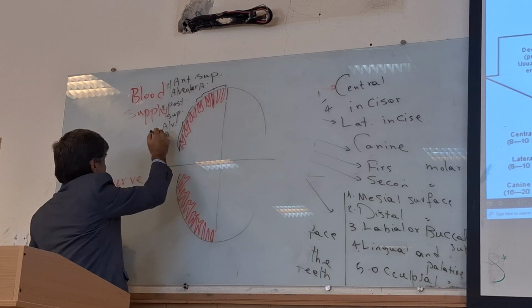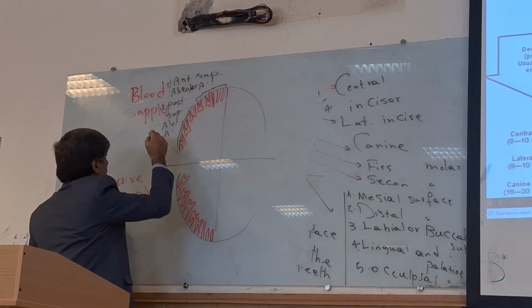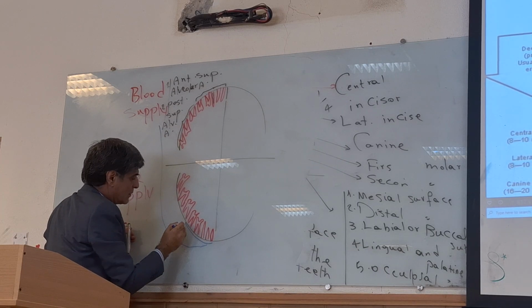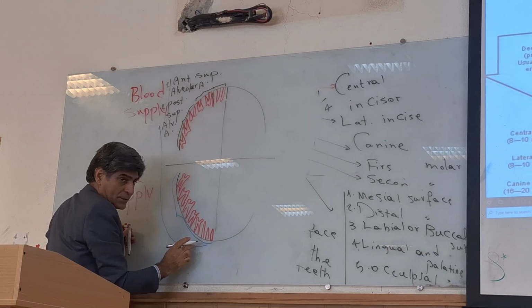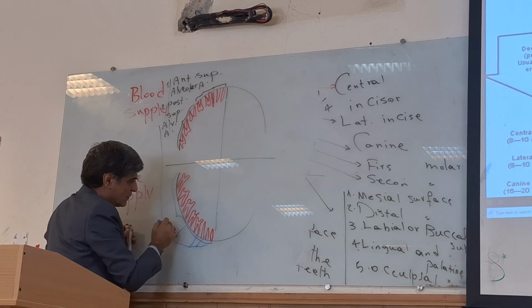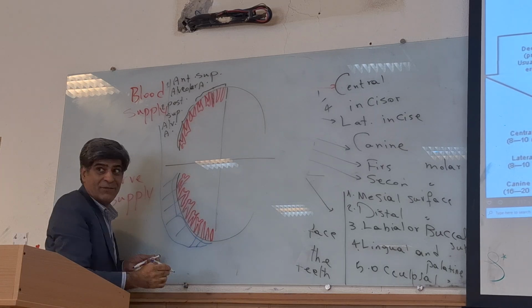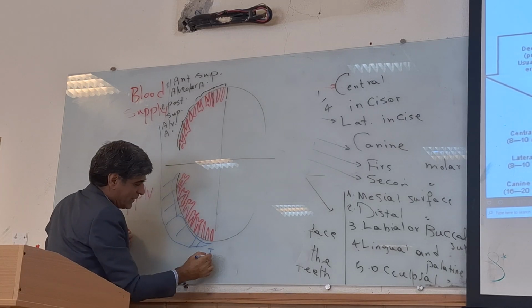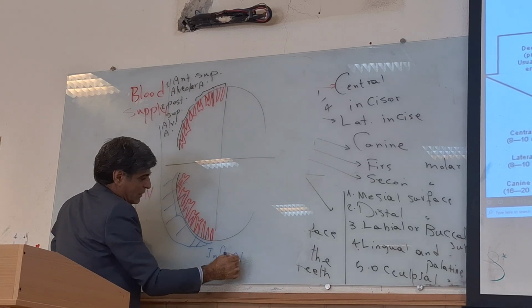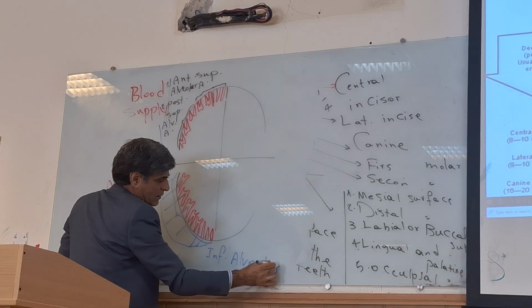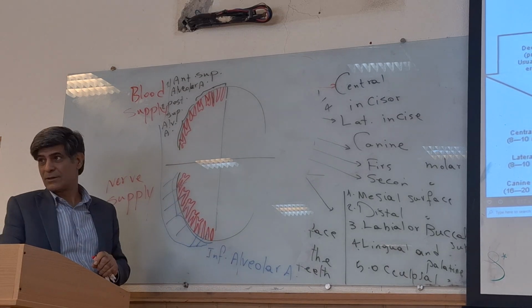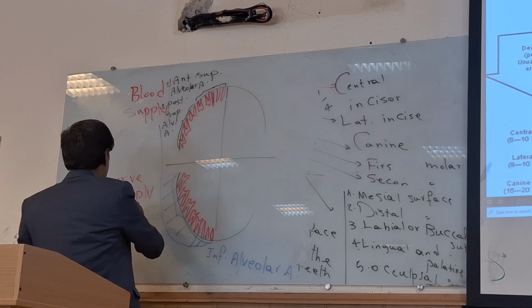Blood supply. All our blood supply is supplied by which artery? Inferior alveolar artery. Okay. And the nerve supply.